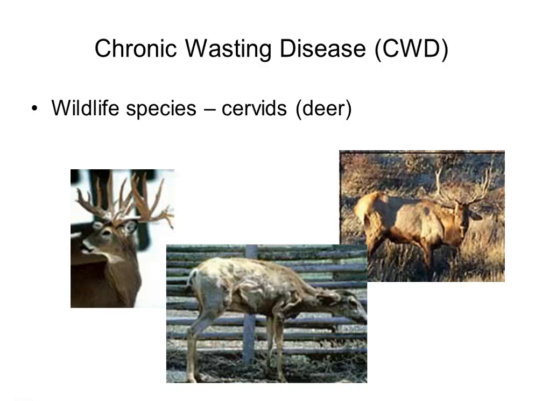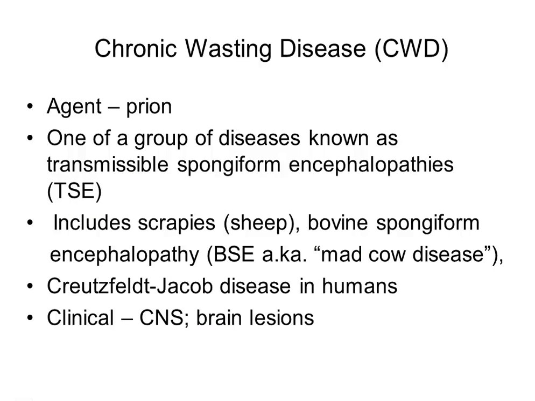Chronic wasting disease, the wildlife species are cervids, which are basically deer. The agent is a prion. It's a group of diseases known as spongiform encephalopathies. It includes scrapie, bovine spongiform encephalopathy, also known as mad cow disease. Creutzfeldt-Jakob disease is what it's called in humans. And it affects the central nervous system, and brain lesions are what happens to the deer.